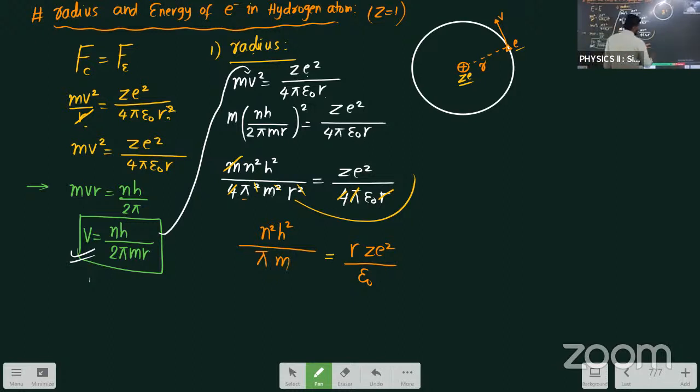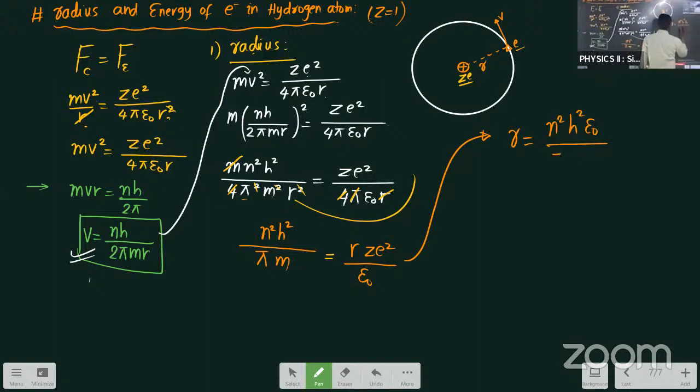So what is our final equation? What you are supposed to determine is the radius. So our radius equation will become r equals epsilon naught goes to the left hand side numerator, so this becomes n square h square epsilon naught divided by pi Z m e square, since Ze square goes downward.